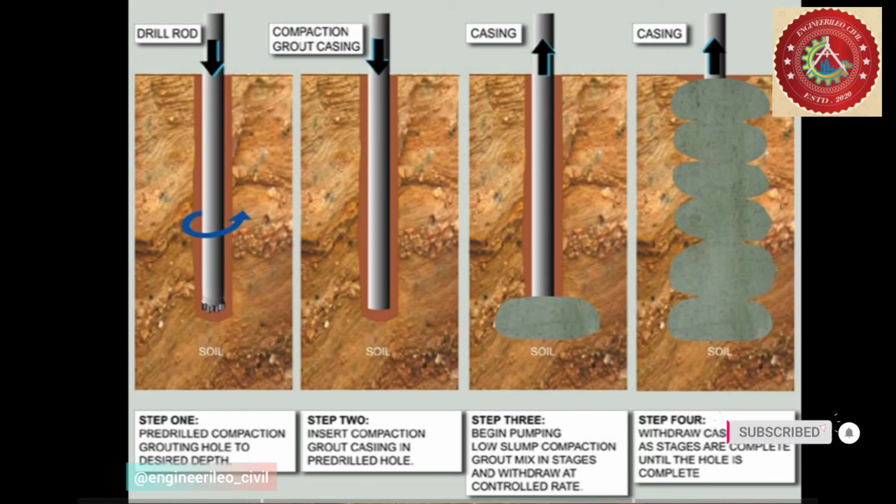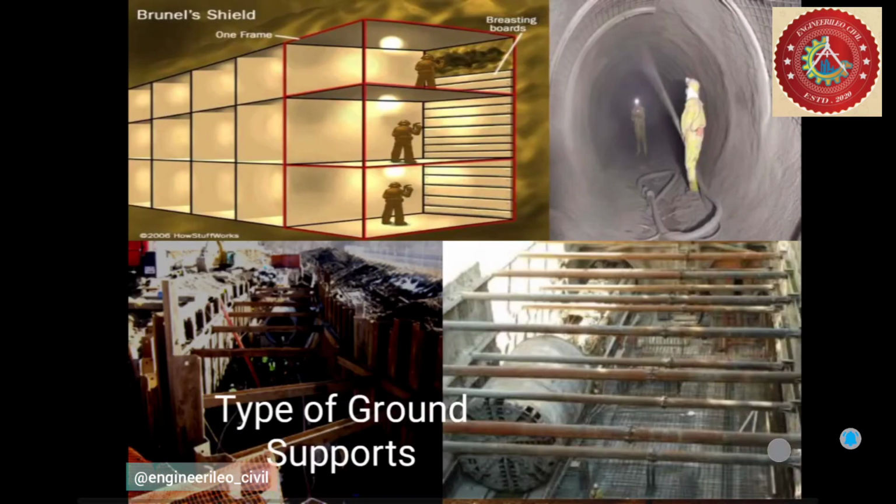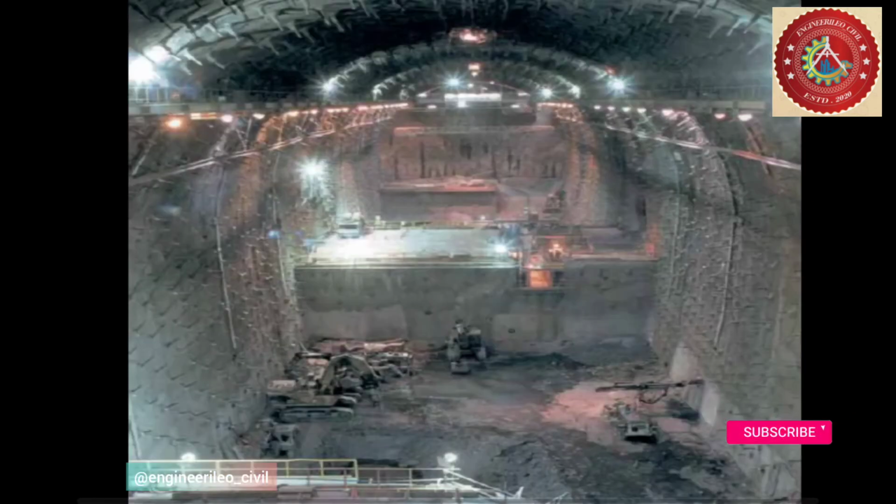You can just drill the rod, place the compaction grout casing, and then pull the rod back, and the soil will be filled up, right? Now, some of the ground support systems are steel arches, rock bolts, steel channels, shotcreting, cast iron segments, precast concrete segments, and integrated waterproofing. Here you can see some of the diagrams from the Bernold shield and the type of ground supports you can give to the tunnel from inside.